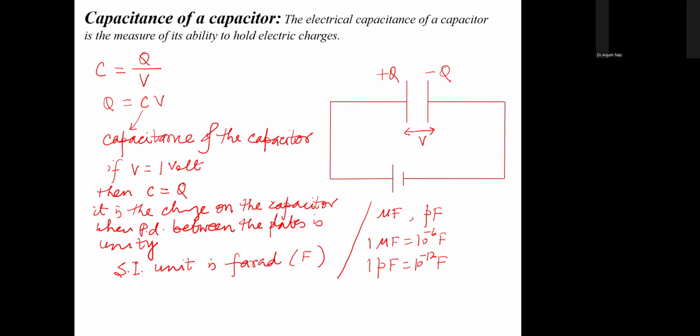And this capacitance of the capacitor doesn't depend upon the charge Q or minus Q. It is the property of the conductor. Capacitance is the property of the conductor. It doesn't depend upon how much charge is stored at a given potential difference. It depends upon the dimensions of the plates of the capacitor, the dielectric medium between its plates, and the separation between the plates.